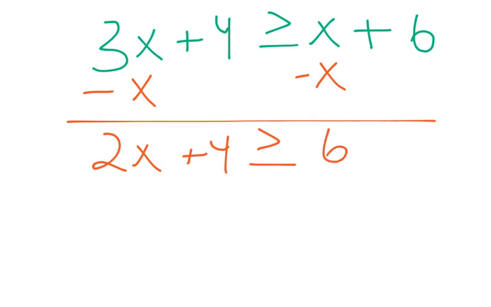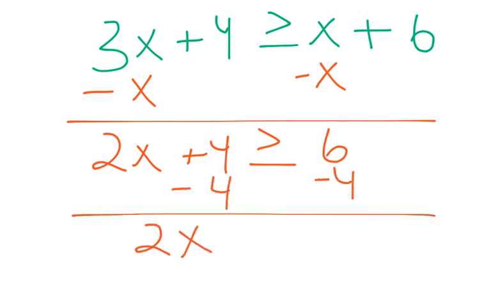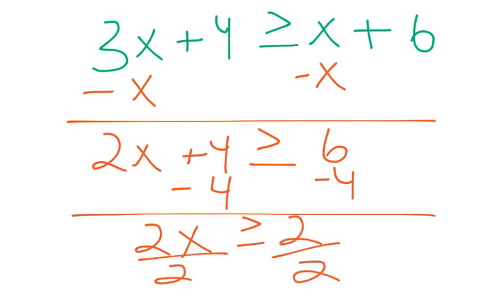Now I should have a 1 or 2 step inequality. In this case, it's a 2-step. Subtract 4. So 2x is greater than 2. And then we will divide both sides. Now don't flip the inequality. Remember, you only flip the inequality if you're multiplying or dividing by a negative. And so I end up with 2 over 2, which is 1, which is x, is greater than or equal to 1.